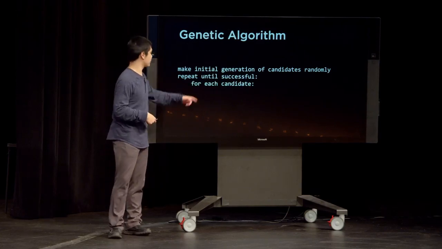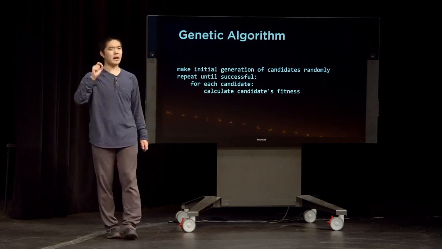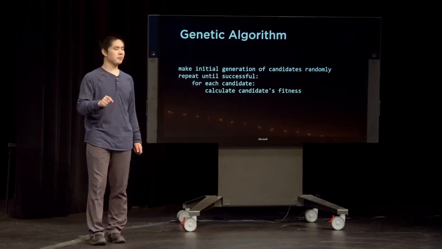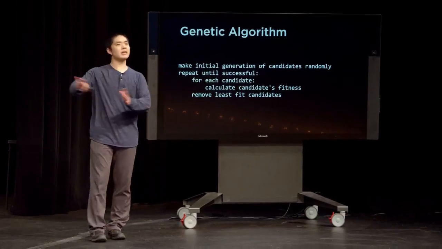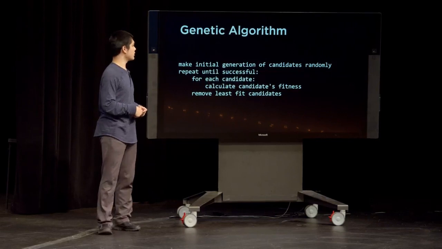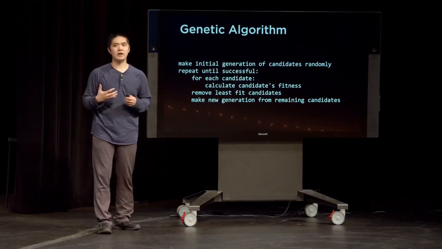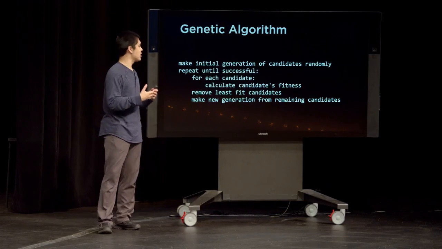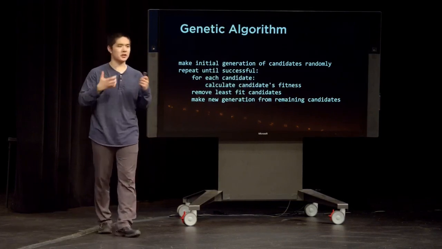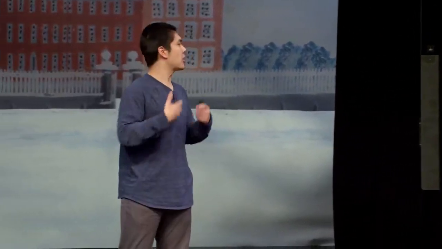We're going to, for each one of these candidates, calculate its fitness, calculate how good is it at performing the task that it's designed to do. And then we're going to remove the least fit candidates. Maybe take the half of them that didn't do very well, eliminate those, but take the ones that did do well and make a new generation from the remaining candidates. Duplicate them, make a few mutations to them randomly just to change things up and to see how things work in order to try to create a better generation.